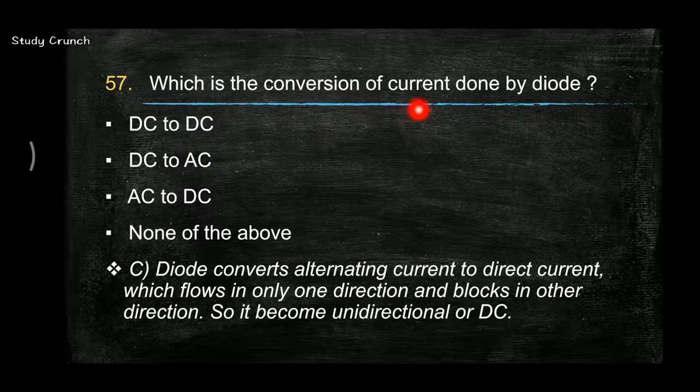Which is the conversion of current done by diode? So diode converts AC to DC. We know that it converts alternating current to direct current, that flows in only one direction and blocks in the other direction. So it becomes unidirectional or DC. So AC to DC.